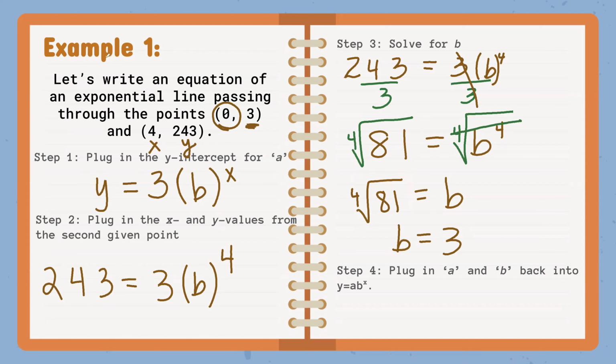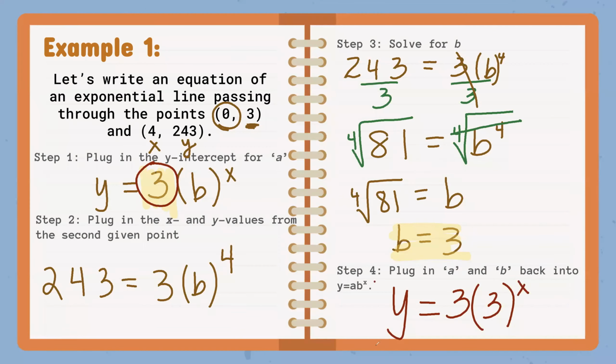So check that out. I now have, well, I always had my a. I just figured out my b. I can now plug it into my y is equal to ab to the x form. And I'm left with y is equal to a, 3, times b, 3 to the x power. And that is my equation. Go ahead and pause this video, review it, think about it before moving on to the next one.